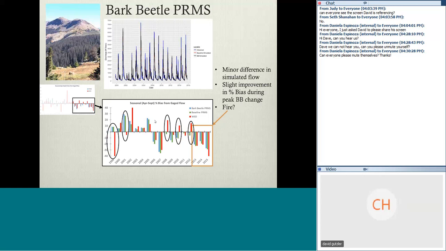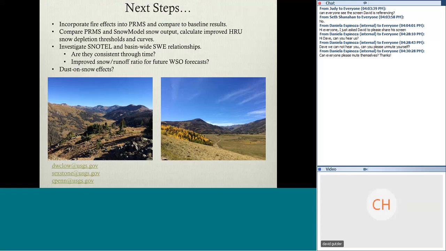And so our next steps with this project, like Graham mentioned, we're in the middle of it right now. Our next step is to incorporate these fire effects into PRMS and compare them to baseline results and the water supply outlooks. Then compare the PRMS snow output with the snow model, and see if we can improve the snow scheme in PRMS to better represent snow throughout the whole basin.